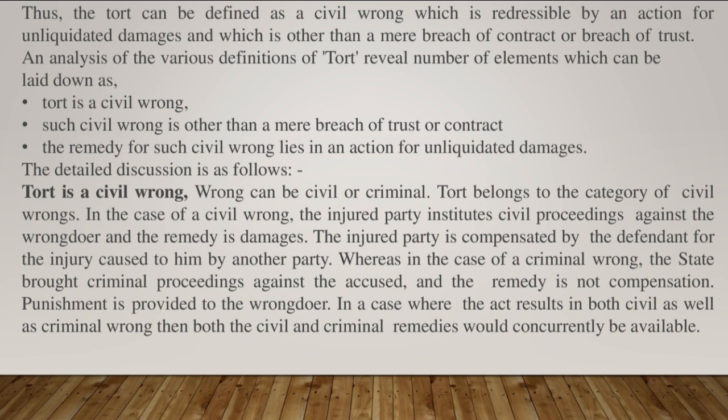In the case of a civil wrong, the injured party institutes civil proceedings against the wrongdoer, and the remedy is damages. The injured party is compensated by the defendant for the injury caused to him by another party. Whereas in the case of a criminal wrong, the state brings criminal proceedings against the accused, and the remedy is not compensation. Punishment is provided to the wrongdoer. In a case where the act results in both civil as well as criminal wrong, then both the civil and criminal remedies would concurrently be available.